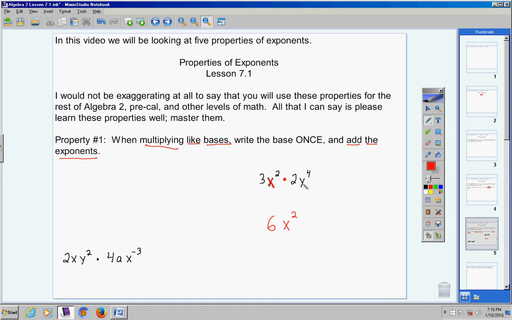You have a y here. Do you have a y over here to multiply with this y? No, you do not. And so there's your answer. Do you see the difference? I hope that you do. Okay? Alright, let's try another problem, and then we'll move on to another property.